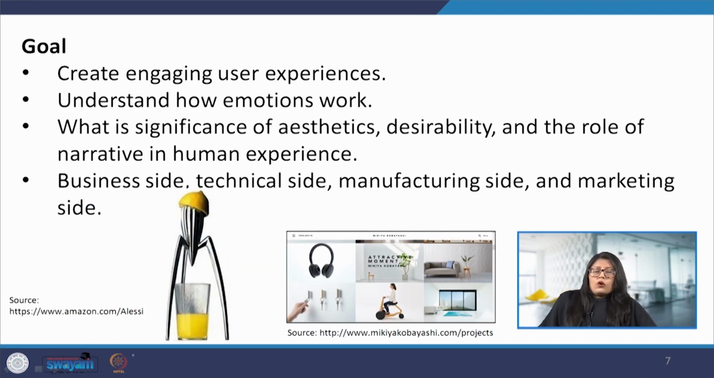Now, a goal of interaction design we can say is that ultimately we want to create very engaging, immersive user experiences for the users. And for that to happen, we need to understand how emotions work. We are all emotional people. We feel affectionate towards our family, our friends, our pets. We also feel emotionally attached to even some inanimate objects.